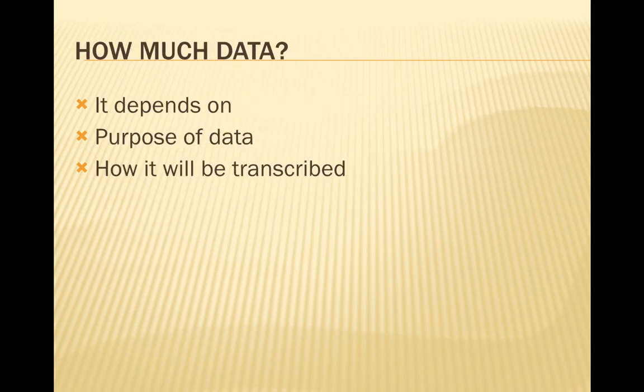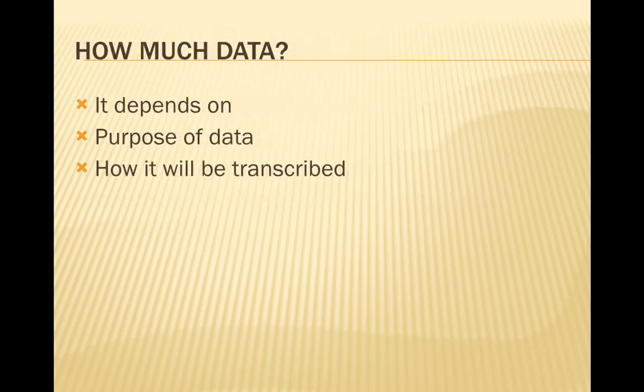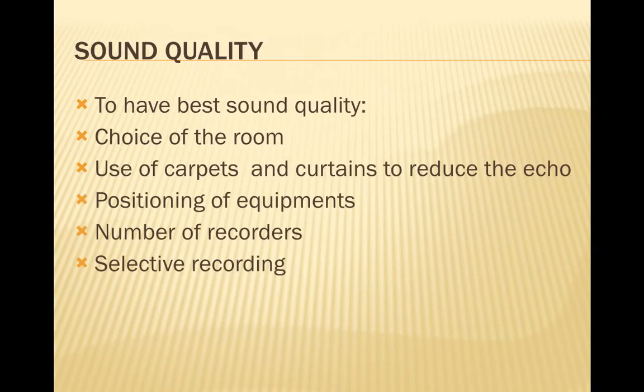And there are some considerable questions. The second idea is how much data do we need exactly? It depends on the purpose of the data, the objective of the data that we want to collect from the recordings, and also how it will be transcribed and transmitted to the targeted audience. Sound quality. When we talk about sound quality, we're talking about the choice of the room. First, we need to find an adequate, convenient place that serves the purpose of recording. The use of carpets and curtains to reduce the echo, for instance. Positioning of equipment, number of recorders, and selective recording.